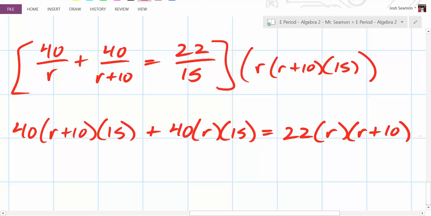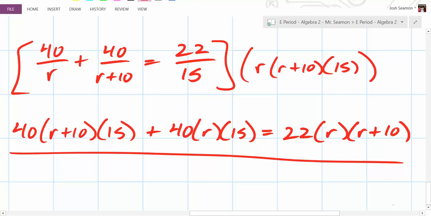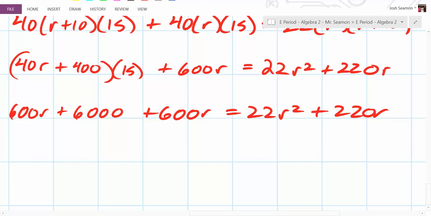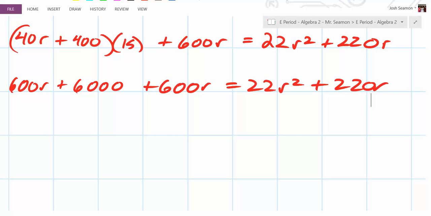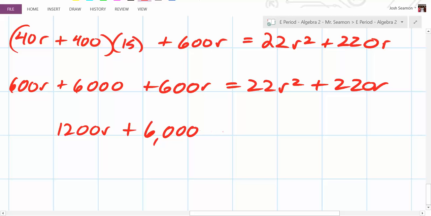Is it written in standard form? Yeah. Wait, that's standard form? No, I said not. Oh, not yet. I thought I said yeah. I don't know why I heard that. It's not yet. So do this for me right now. Write that down and then go to standard form and then stop. I'm interested in what A, B, and C are. Take this right here and write it in standard form. Is that in standard form yet? No, not quite. So you end up with 1200R on this side plus 6000 equals 22R squared plus what?